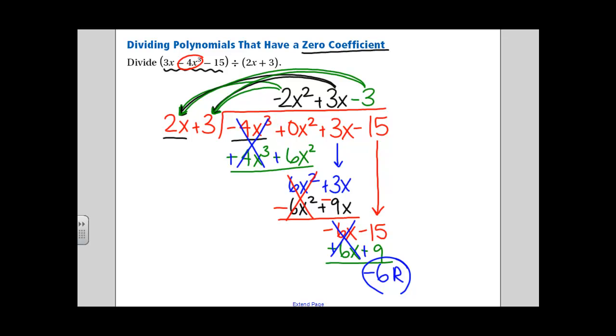So we want to write our answer with everything up top, so all this stuff right here, plus our remainder. So it's a negative 6 over 2x plus 3. So all of this is our answer.